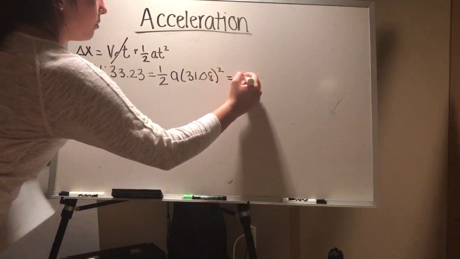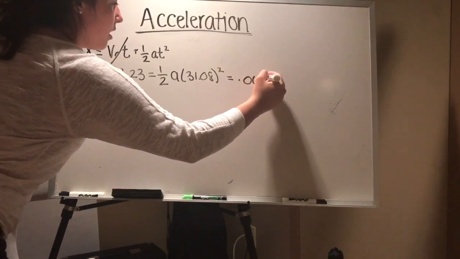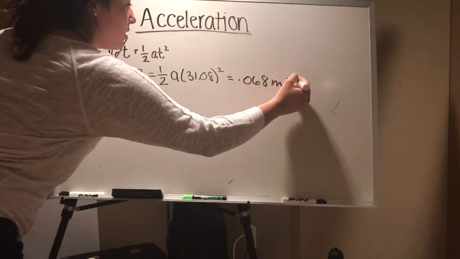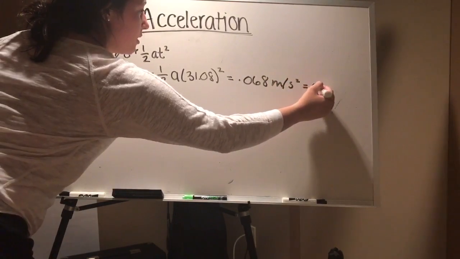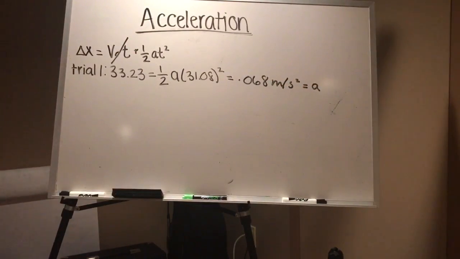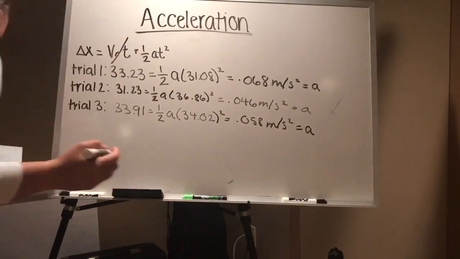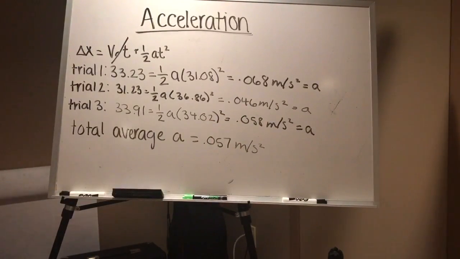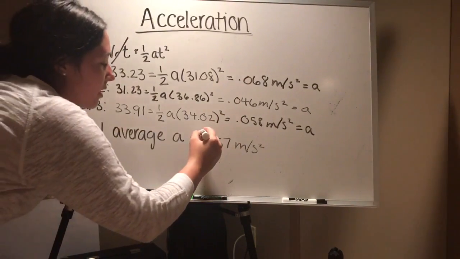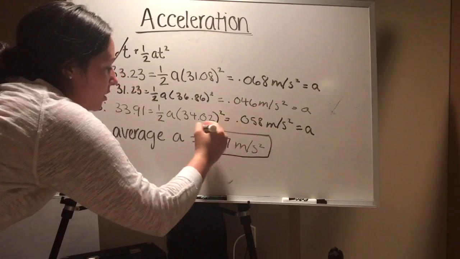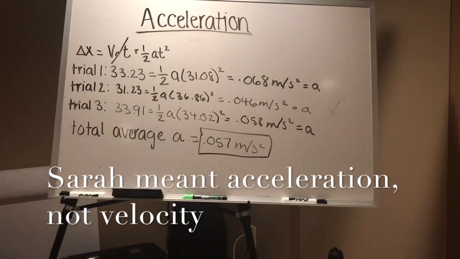So you end up getting 0.068 meters per second squared as your acceleration. You continue to do that for trials 2 and 3. After doing those calculations, you get a total average acceleration of 0.057 meters per second squared.